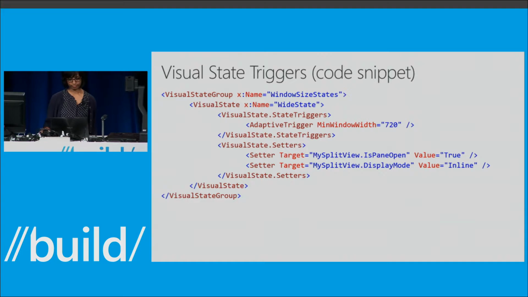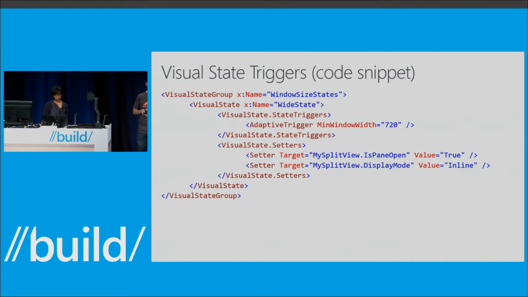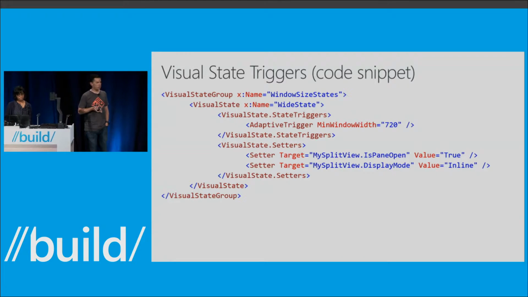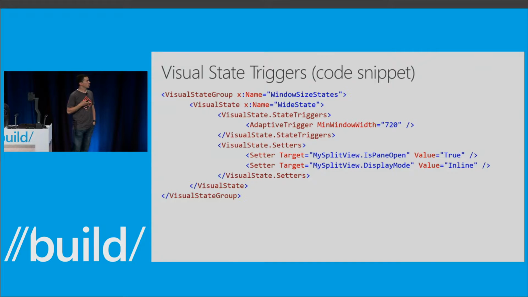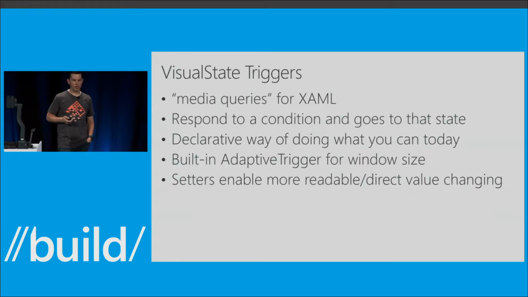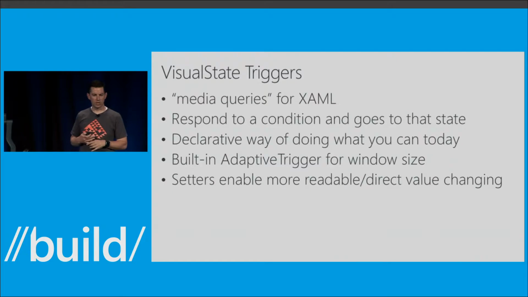So what we just demonstrated were the 3 key features that we enabled in XAML this release to hopefully make it easier for you to do things right out of the box. The first one, just to recap, being the visual state triggers. And looking at the code snippet here, pointing out that we are shipping in the box this adaptive trigger that responds to the window size, which again, we believe is a key factor in determining these things. And so the key point for the triggers that we want to get across is that this is kind of like a media queries aspect for native frameworks.